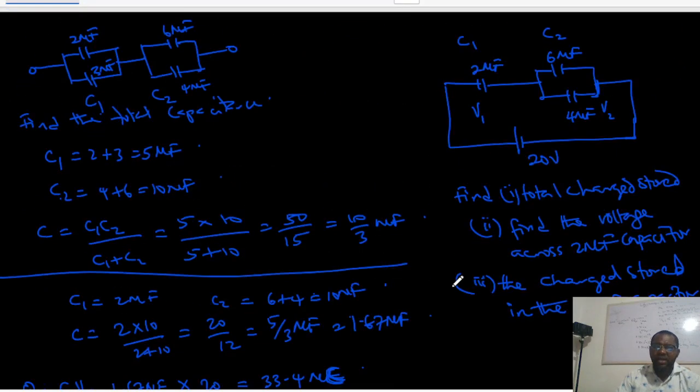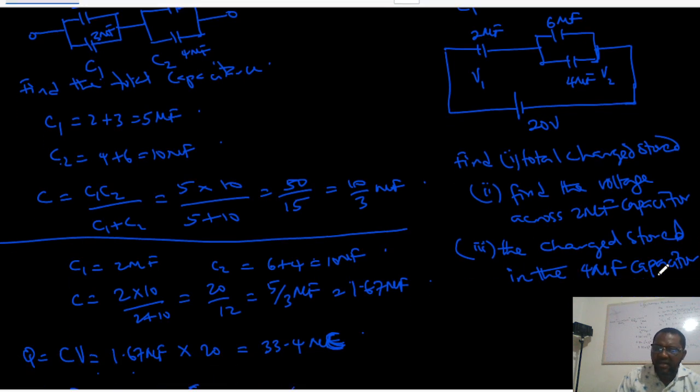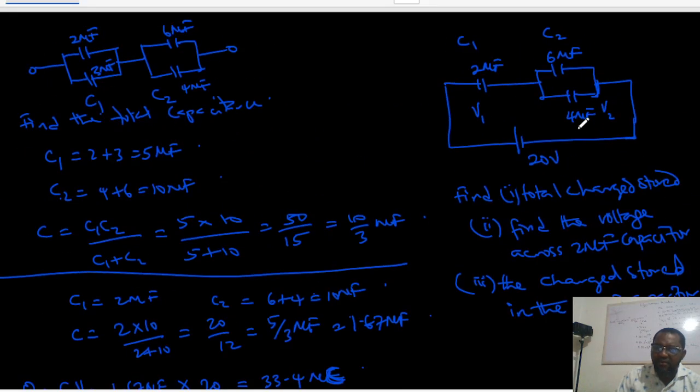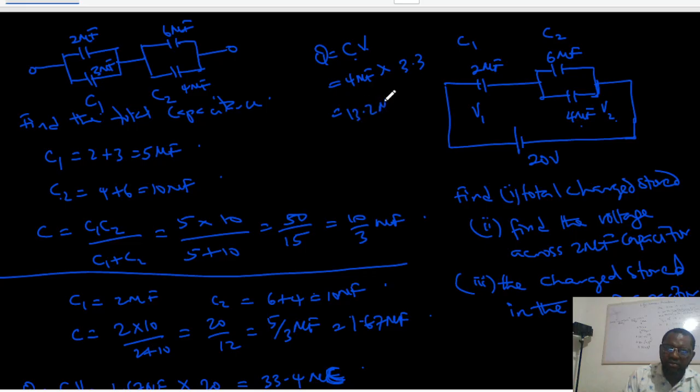Okay, why I need that is because of the third question. It says the charge stored in the 4 microfarad capacitor. Remember, charge is supposed to be CV, right? So the capacitance is 4 microfarad times the voltage. The voltage is V2, which is across both of them, which is 3.3. If I multiply this, I'm going to get 13.2 microcoulomb as the answer to that question.